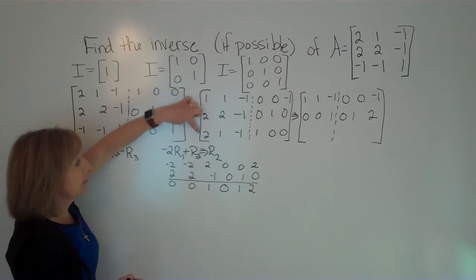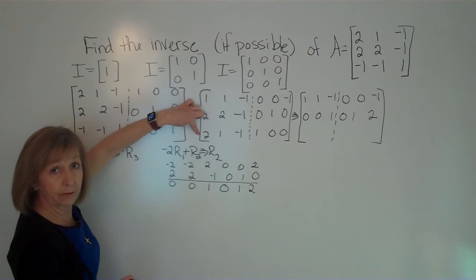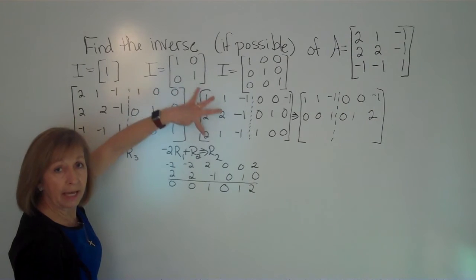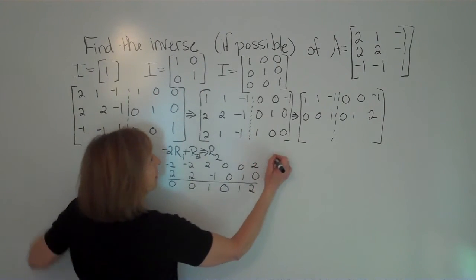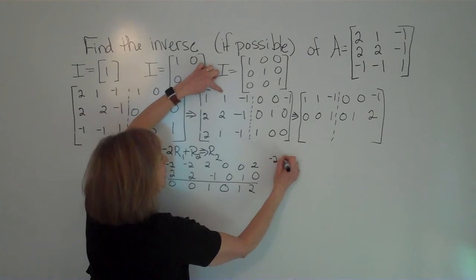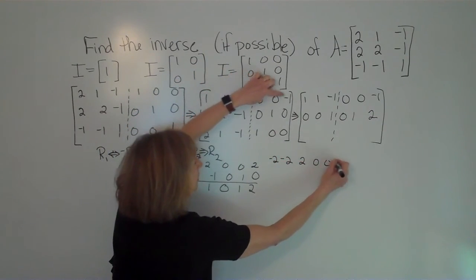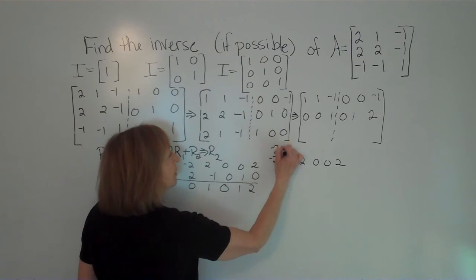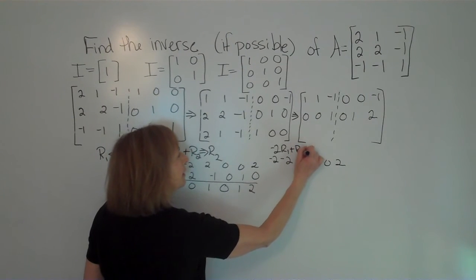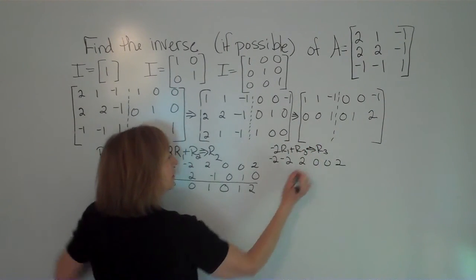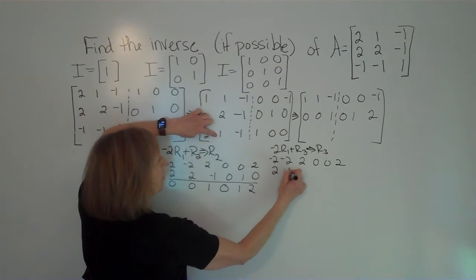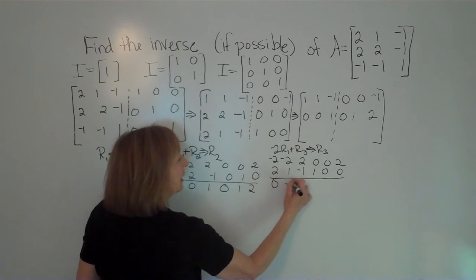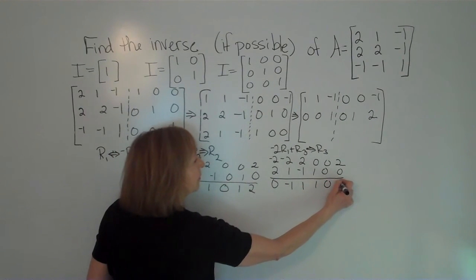Then I still need to get a 0 in the row 3 first column slot, and that is also a 2. So I'm going to take negative 2 times row 1, add it to row 3 to get a new row 3. So that gives me negative 2, negative 2, 2, 0, 0, 2. And then I write my row 3, which is 2, 1, negative 1, 1, 0, 0. And I get 0, negative 1, 1, 1, 0, 2.